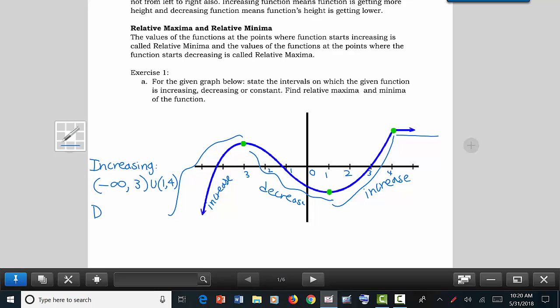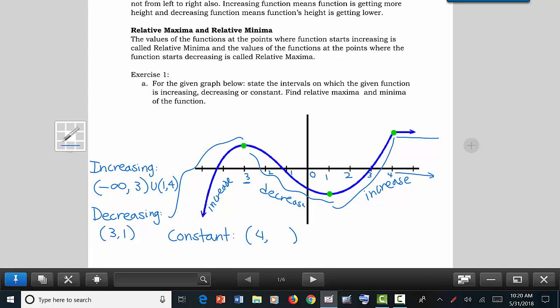Now for the decreasing part there is just one piece, the function is decreasing from 3 to 1. So from 3 to 1 it is decreasing, and if you see, after 4 it remains constant. So the function is constant after 4, that means 4 to infinity.